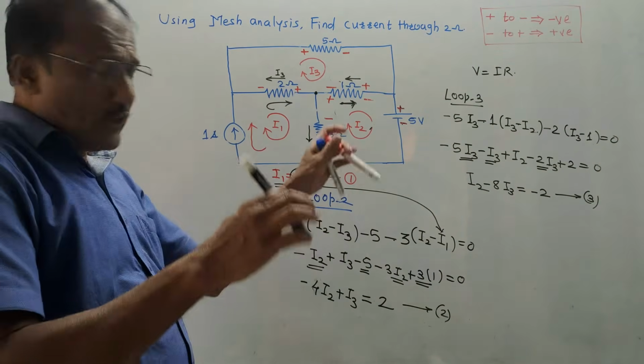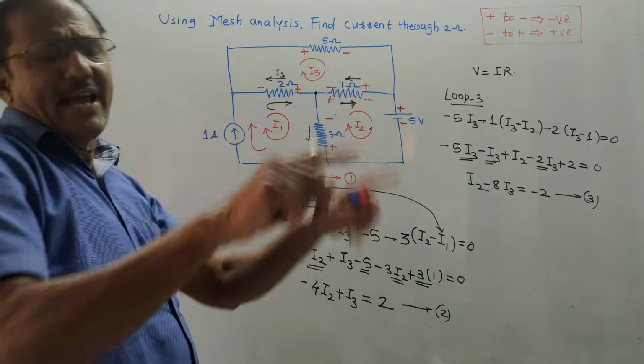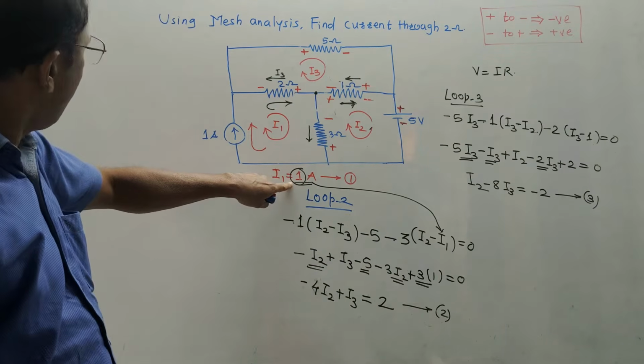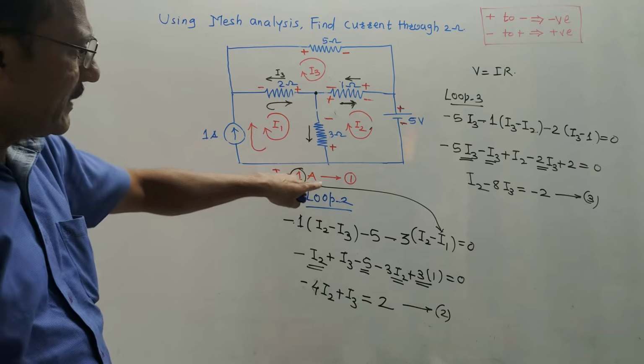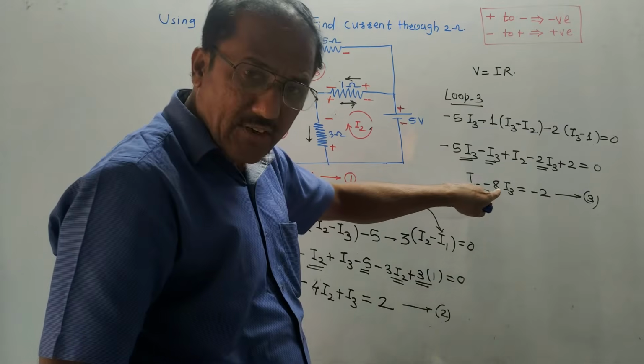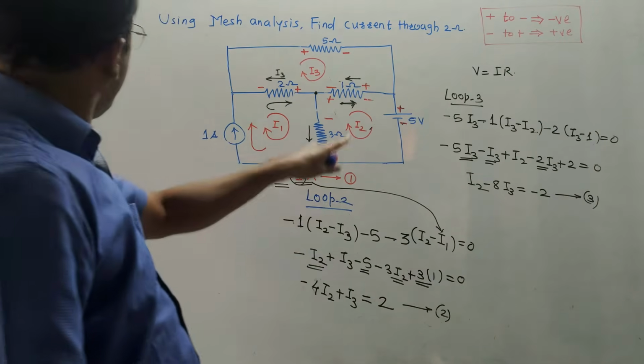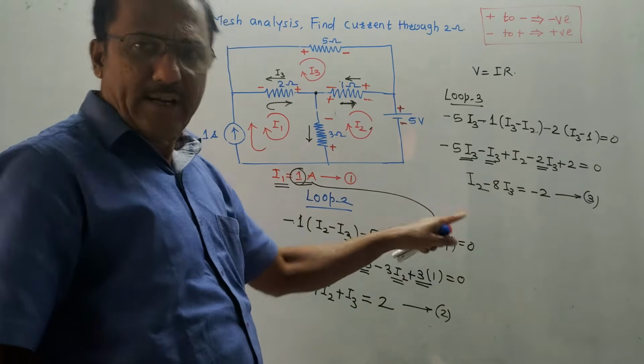Now what we have to do? Without thinking, we need to first generate the values of I1, I2 and I3. Out of that, we have already calculated the value of I1, that is 1 ampere. So you need to solve equations 2 and 3 on the calculator. You will get the values of I2 and I3.